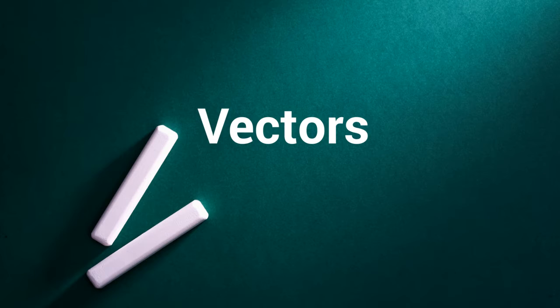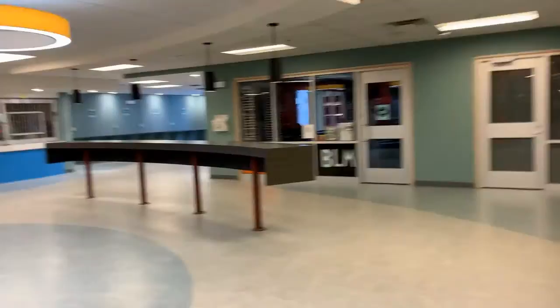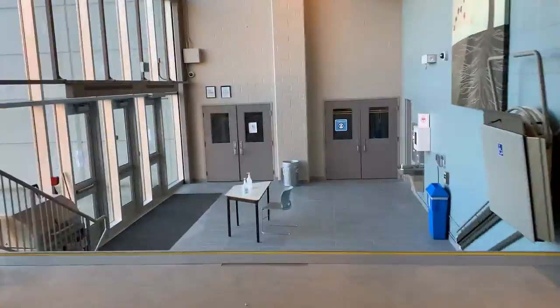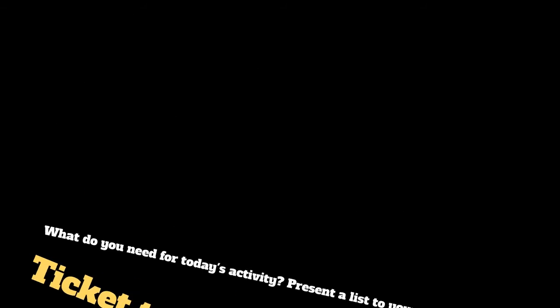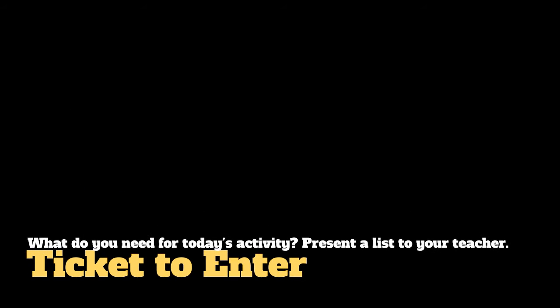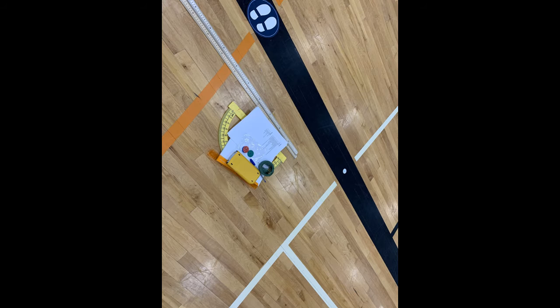Our first lab will be about vectors, but the first thing you need to know is where to go. We're not meeting in the classroom, so please make sure you go to the right room. When you arrive, you'll be asked for your ticket to enter. Please make sure you have a list of supplies that you need to gain to do the activity.